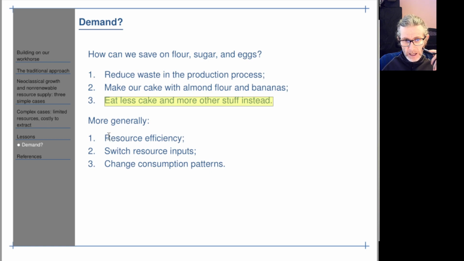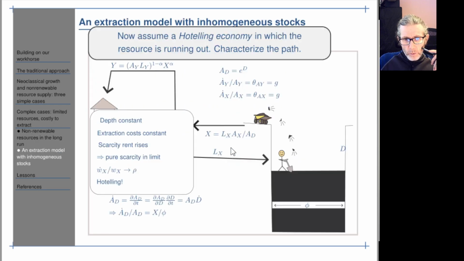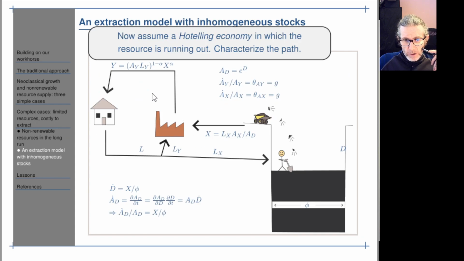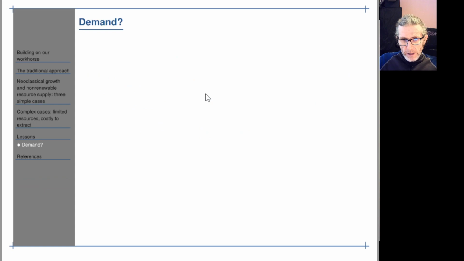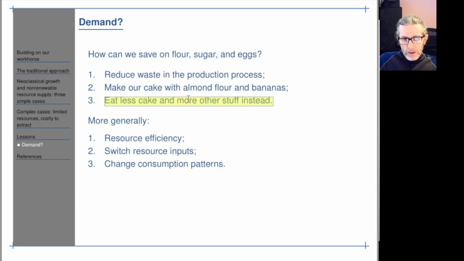So there's various mechanisms: resource efficiency, switching inputs, changing consumption patterns, that we're sort of abstracting from in this model and just saying, from this bird's eye view, it looks like a Cobb-Douglas, and it sort of fits the data, right? Because the data shows a constant factor share for energy and resources over time, more or less, which is what you get out of a Cobb-Douglas. But what's behind that? It's some or all of these processes.